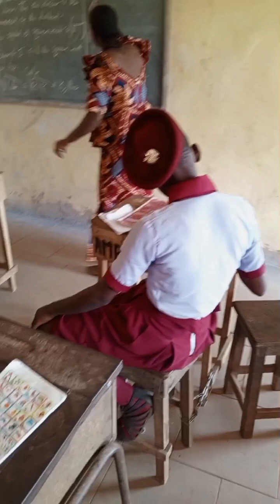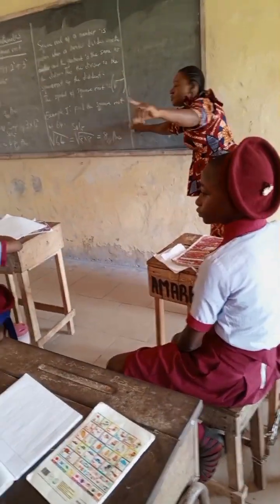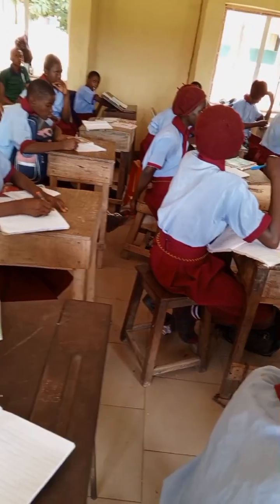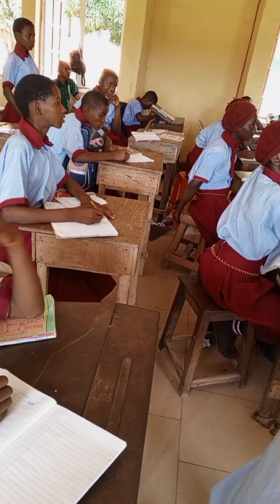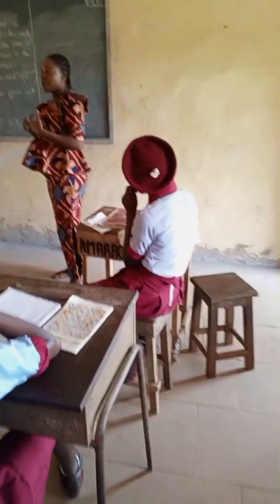Do you understand it? Yes, teacher. Who did not understand it? Raise up your hand. How I got 8 is because I know that 8 multiplied by itself gives me 64.